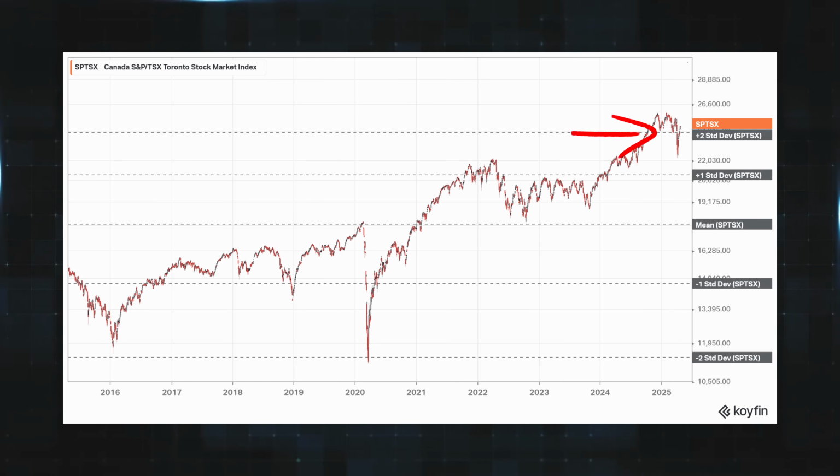Here we are 3 months later. The TSX, interestingly, does remain above the +2 standard deviations. This is the only one of these 4 indices still trading at that high level. But unlike the US indices that have corrected quite sharply, the TSX has only seen a modest pullback of about 2%. That's where we are today.